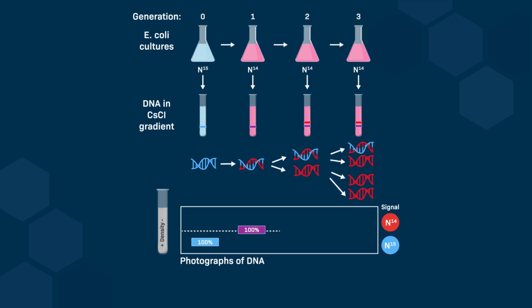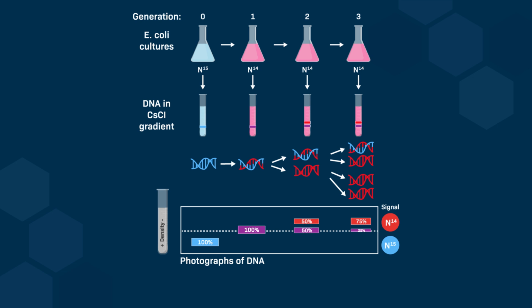DNA samples taken after each replication cycle were analyzed via cesium chloride density gradient centrifugation. This approach allowed Meselson and Stahl to distinguish between newly synthesized DNA and parental DNA, providing strong evidence for the semiconservative model of DNA replication. Other methods to trace DNA replication include using nucleotide analogs such as 5-bromouracil or radioisotopes like carbon-14 and tritium.